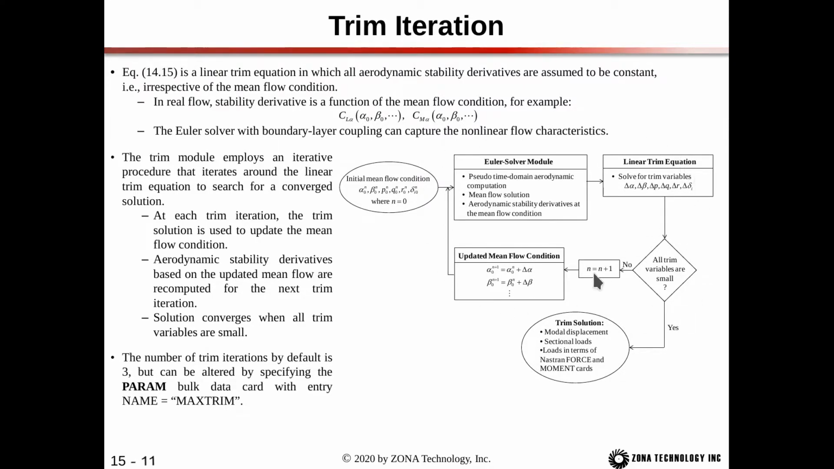Now the number of trim iterations is capped at 3, but this can be altered by the param card with the entry max trim. So we found that usually 3 trim iterations is enough to calculate the trim solution. However, if you would like to, you can increase the number of trim iterations, but remember, we always do this test, are the trim variables small, so the trim iteration procedure is allowed to terminate before reaching the full 3 iterations or whatever you define as max trim.